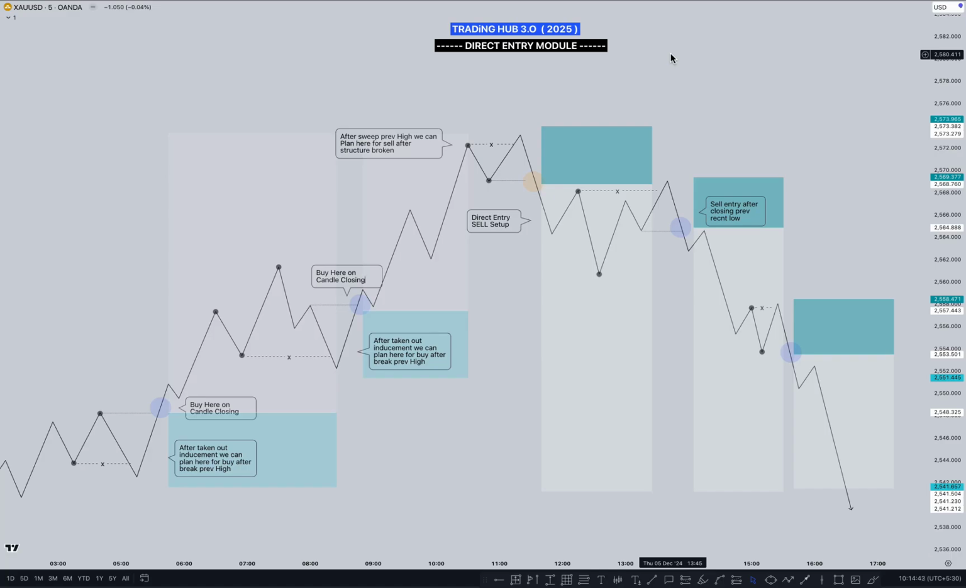The direct entry module is very simple and easy to use. You simply need to focus on a single time frame, follow the structure, and wait for it to take out the inducement and liquidity sweep, and then you can plan for the buy or sell based on the current structure. Let me show you through drawing first, then I will explain on the chart for better confirmation.